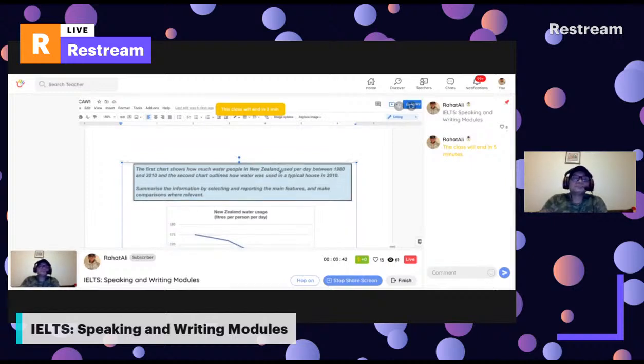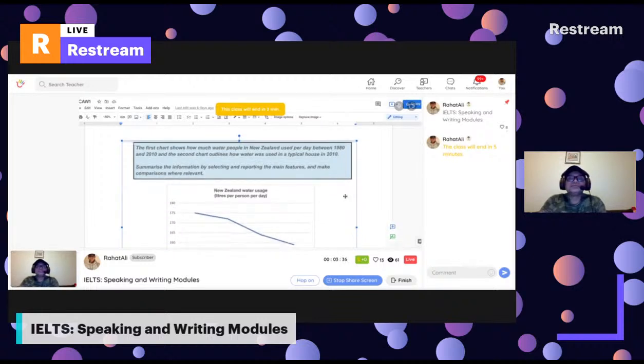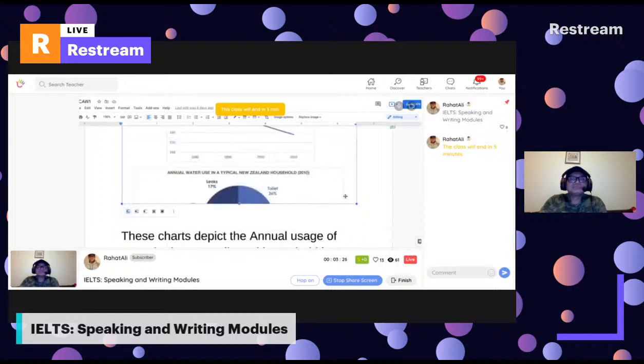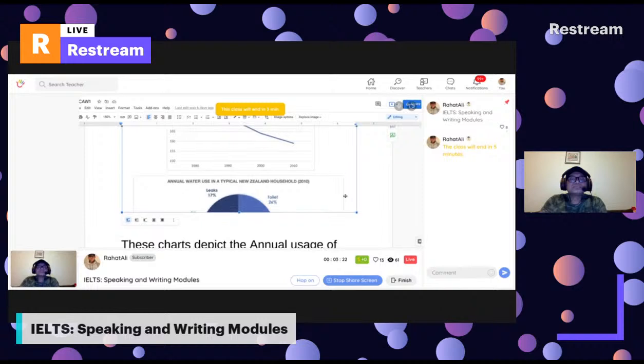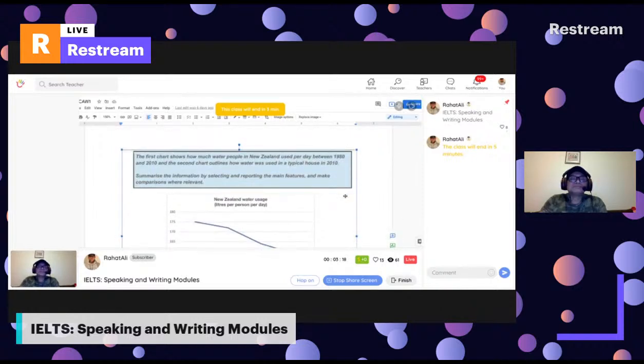Task 1. The first chart shows how much water people in New Zealand used per day between 1980 and 2010. And the second chart outlines how water was used in a typical house in 2010. Summarize the information by selecting and reporting the main features and make comparisons where relevant.